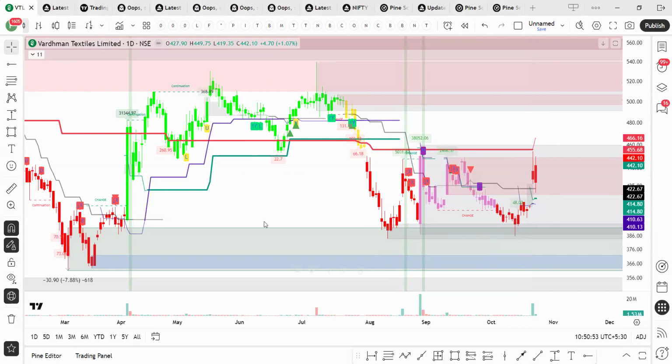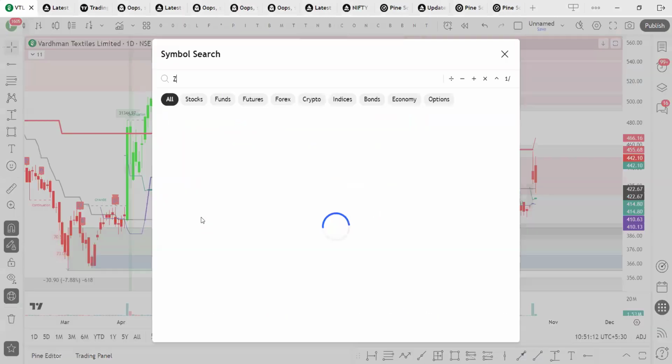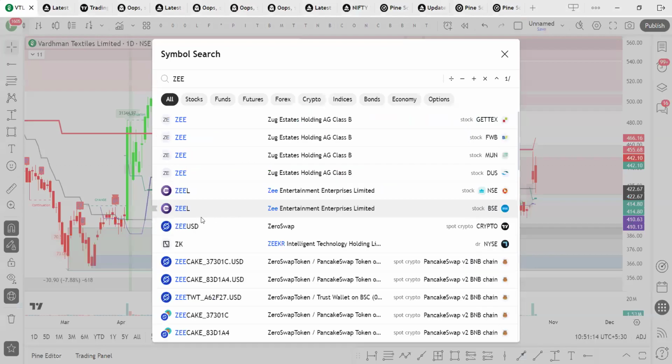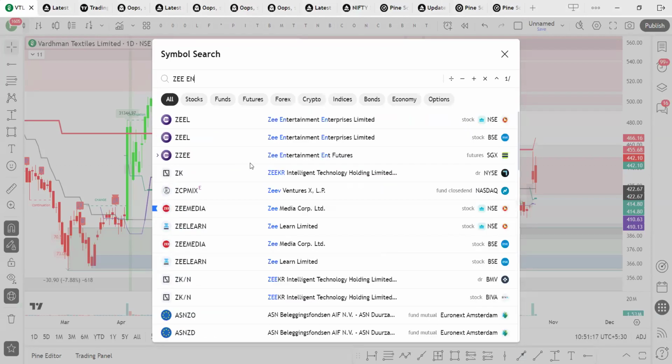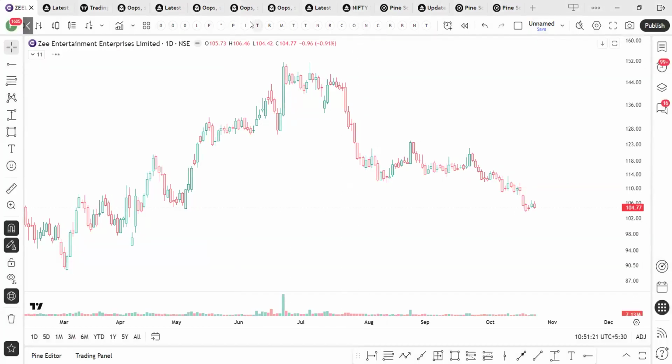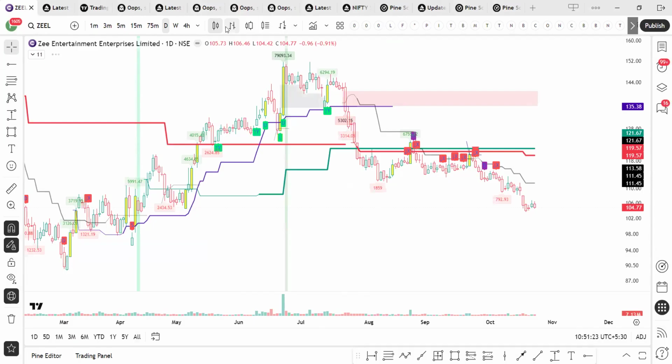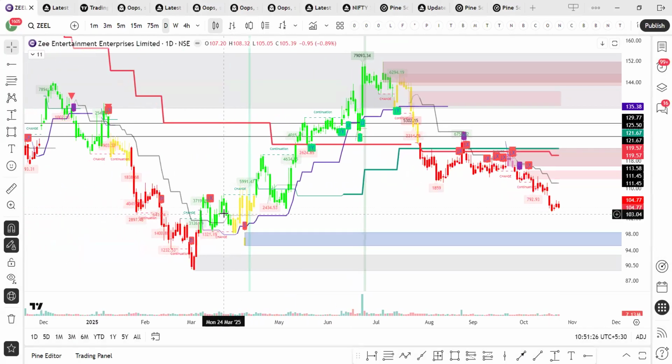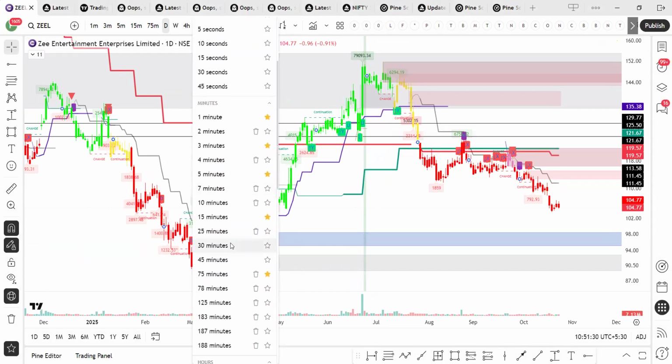ZENT. Can it be a contrarian buy? Zeal, right? Is this the stock you are talking about?